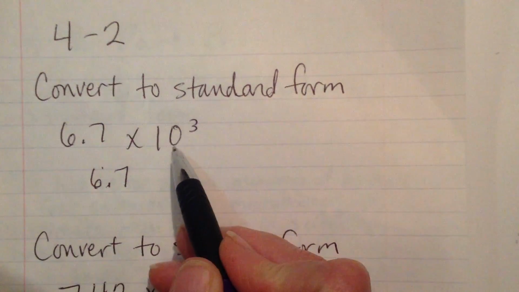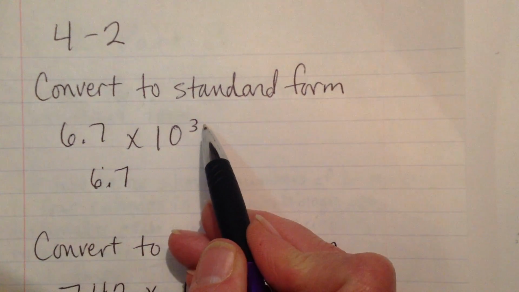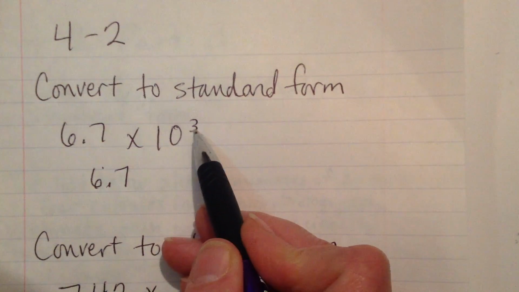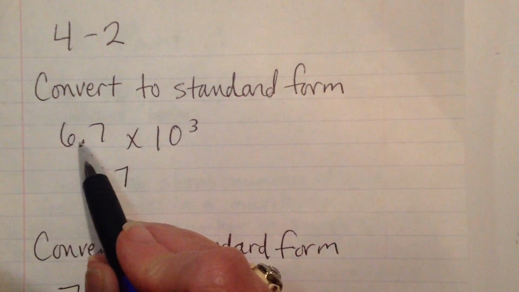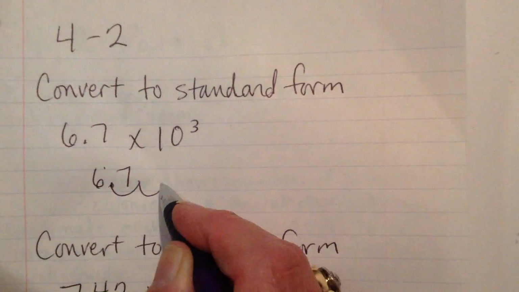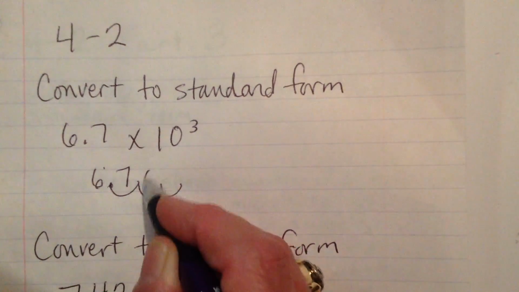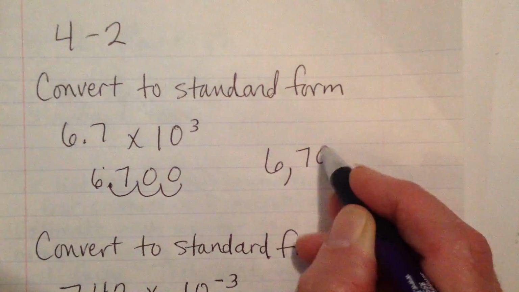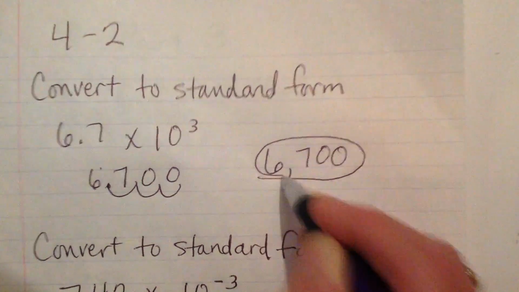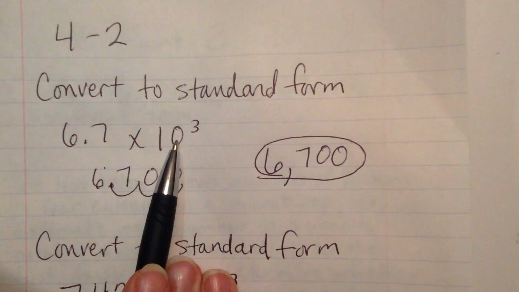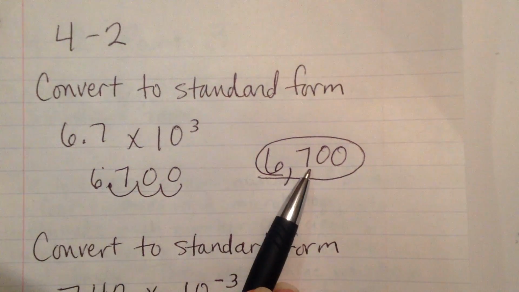Well, when you multiply it times 10 to the third and your exponent is positive, this exponent tells me to move my decimal 3 places to the right. Positive 3 exponent says move your decimal 3 places to the right. So here we go. 1, 2, 3. And fill in the open spaces with 0. Therefore, your standard form is 6,700. That is your answer to this problem. We're going from scientific notation to standard form.